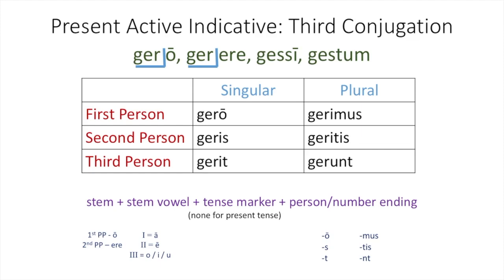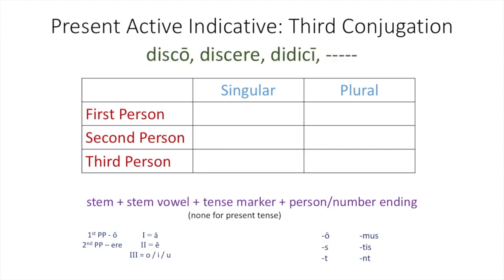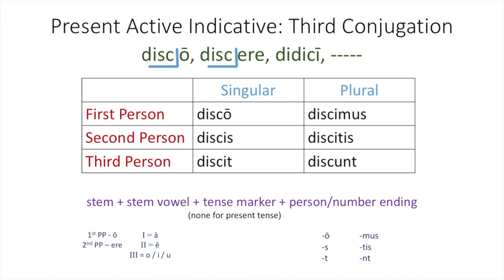Once you have all of these written down, pause the video or move on to your next one: disco, discere, didici. Pause the video as you conjugate these forms and then resume the video to check your work. All right, you are correct if you said disco, I learn; discis, you learn; discit, he, she, it learns; discimus, we learn; discitis, y'all learn; or discunt, for they learn.